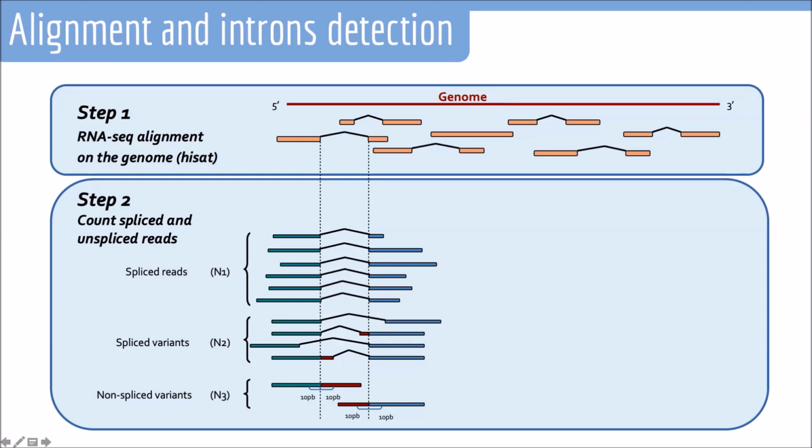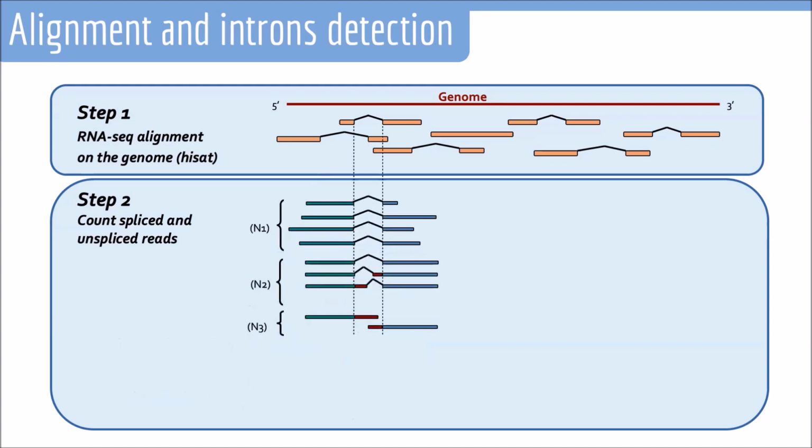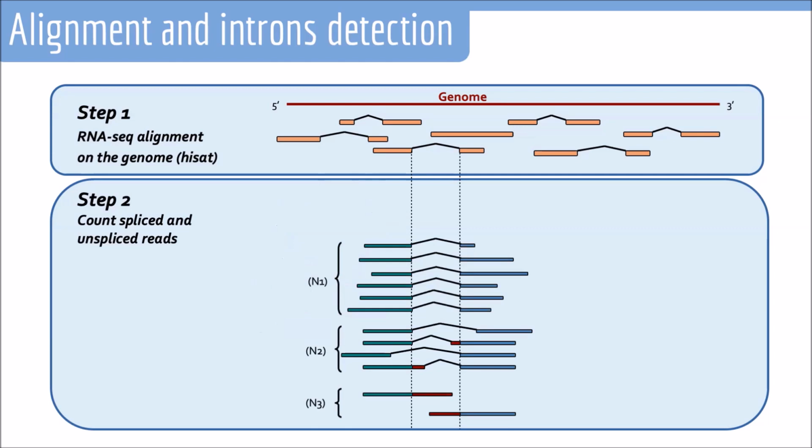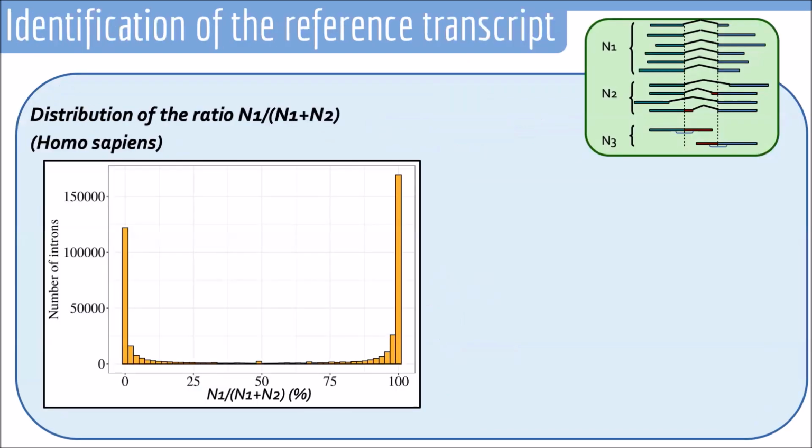We noted that N1. The number of splice variants, so splicing events that share one boundary with the focal intron, N2, and counted the number of reads corresponding to non-spliced, unspliced reads. So we did this for every single intron that was detected.